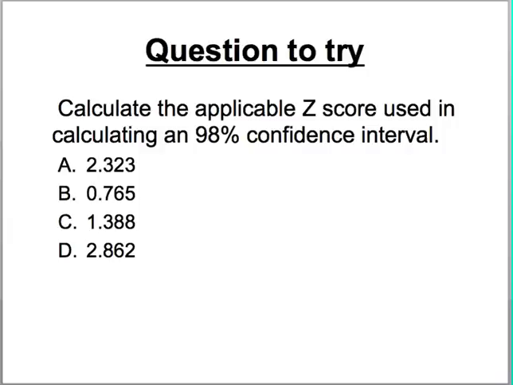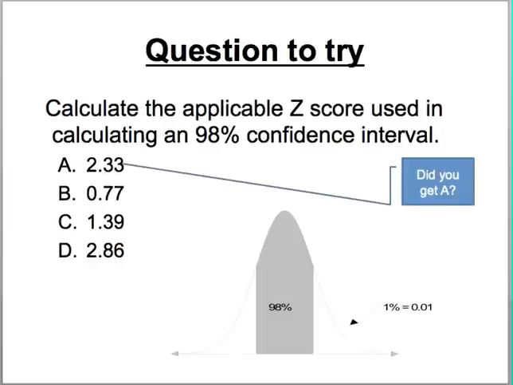All right, here for 98% confidence, I'm saying here, find what that z-score would be, and your answer should be 2.33.